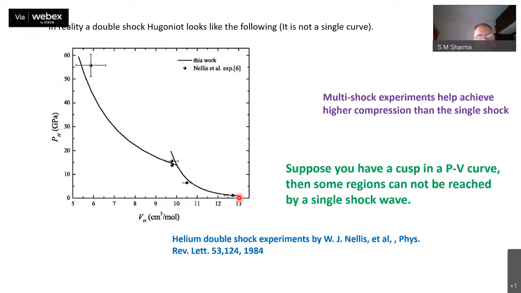Also note, if a Hugoniot is of this kind, a principal Hugoniot of this kind, which can happen, we will take a solution. You cannot reach this state from here. States are inaccessible because there is a cusp here. You can't just jump. So it has to come here and then there. Multi-shock experiments help achieve higher compression than a single wave. As I mentioned, suppose you have a cusp in the PV curve, then some regions cannot be reached by a single shock.